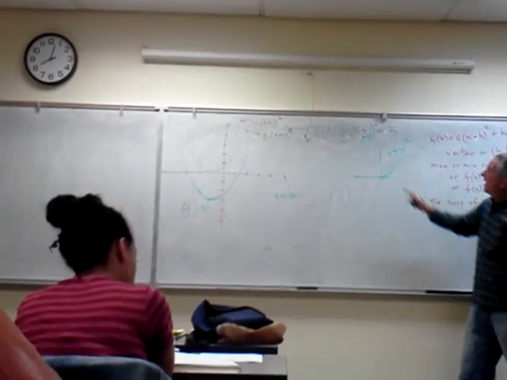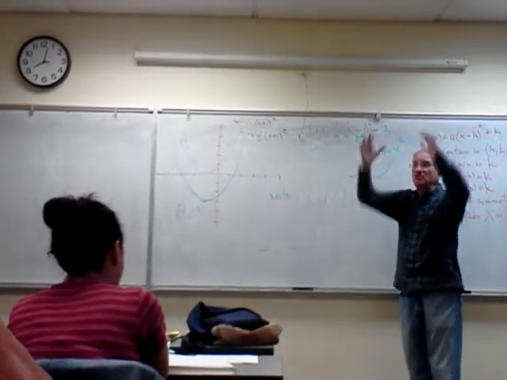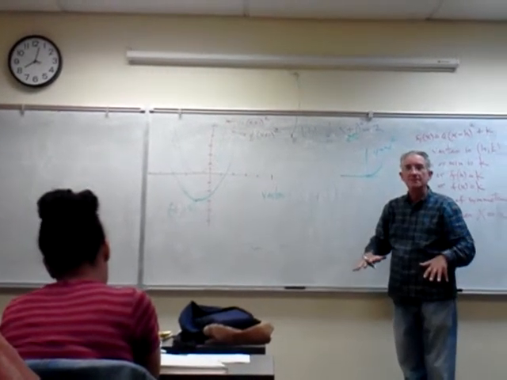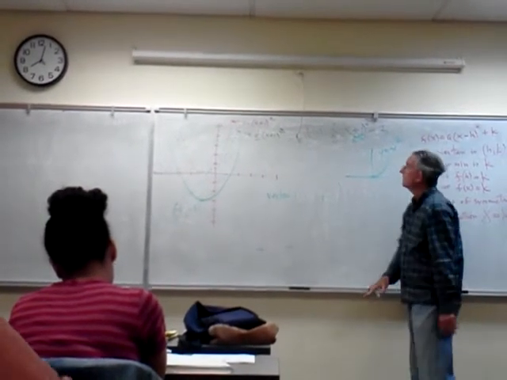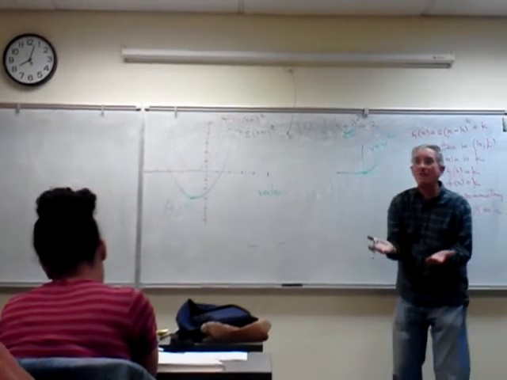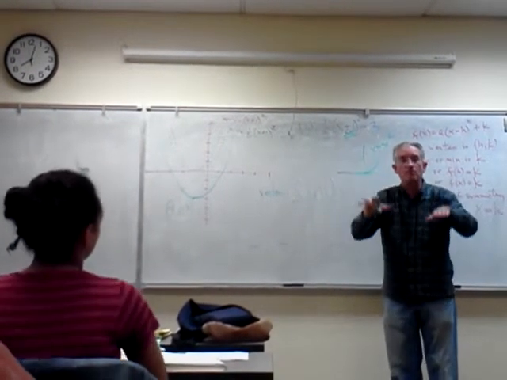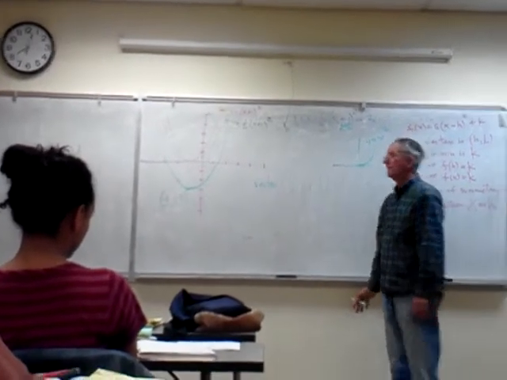Then the coefficient in front is what stretches or shrinks. And if it's a negative, it flips. And then finally, this last number takes the whole graph and either lifts it up or drops it down. Pushes it down.